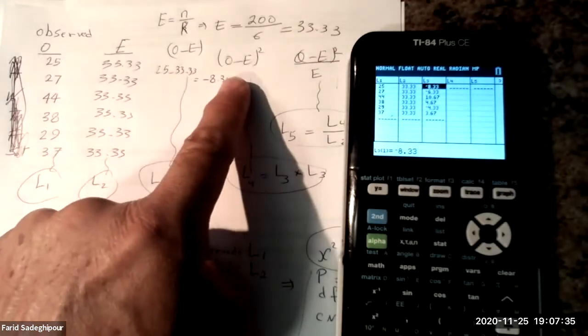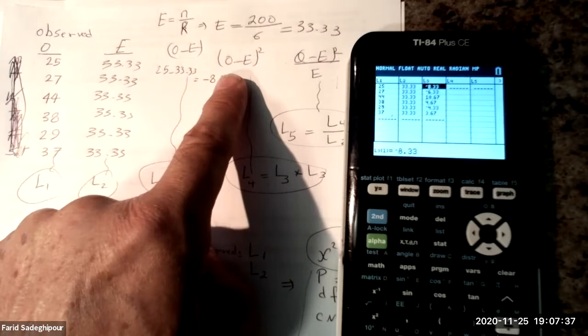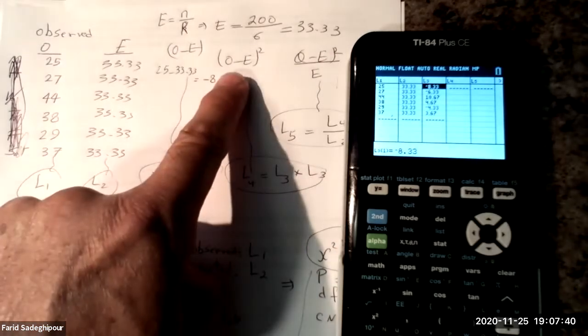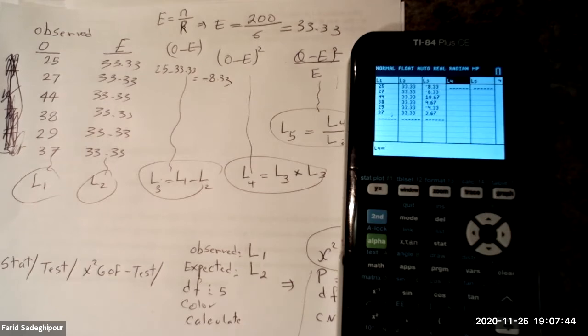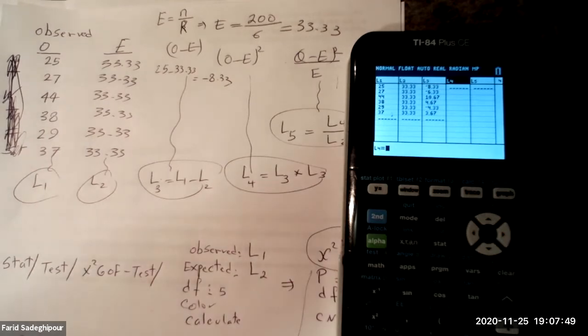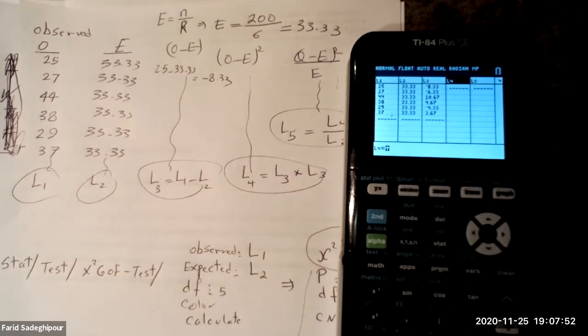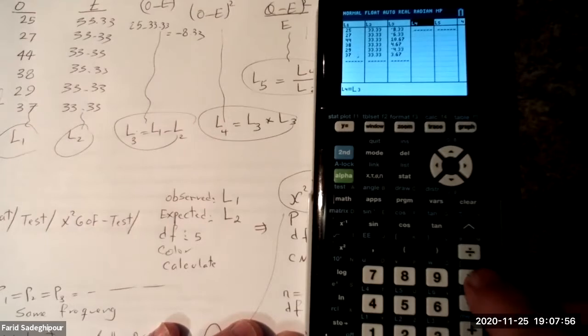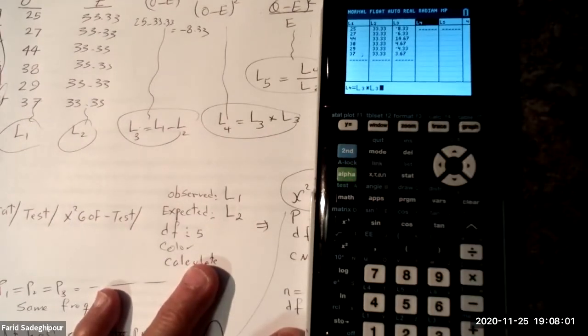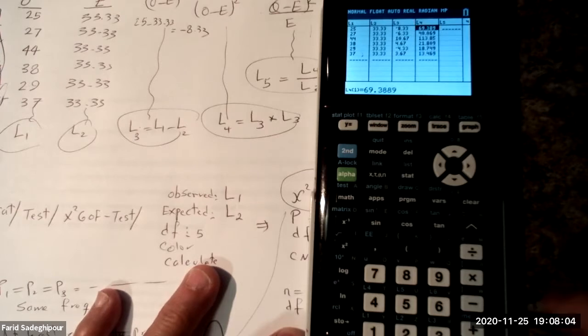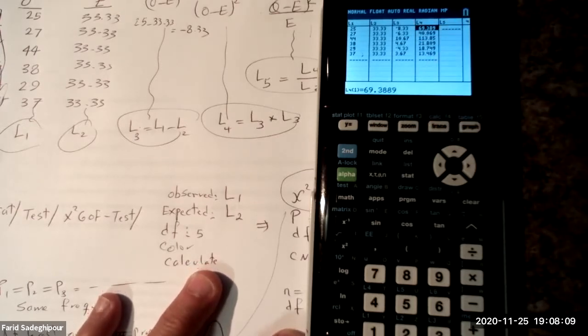Now, the next one asks you to take this column and raise it to the power of 2. In that case, you go to L4, you always have to go all the way to the top. L4 is what? L4 is L3 times L3, or L3 to the power of 2, right? So it would be second L3, and then multiply, again L3, or L3 to the power of 2. That would be the numbers here, okay? So these are the numbers that you list here.